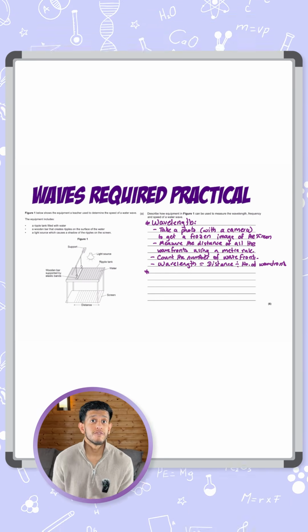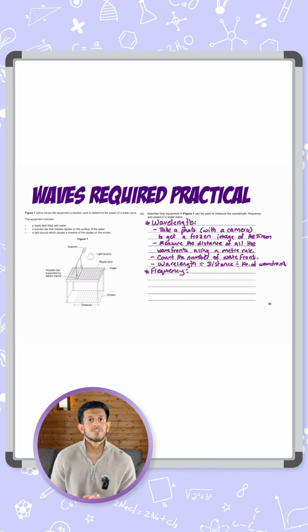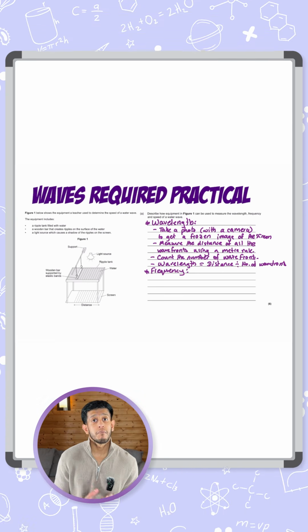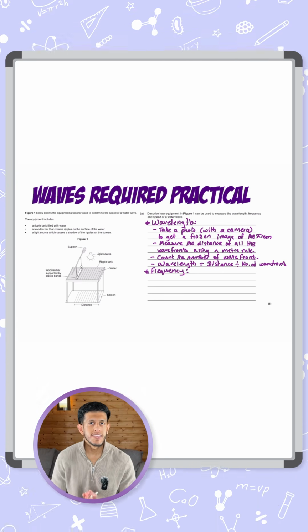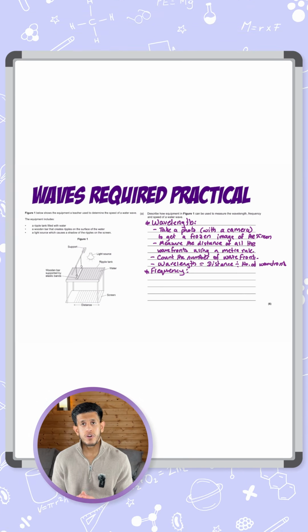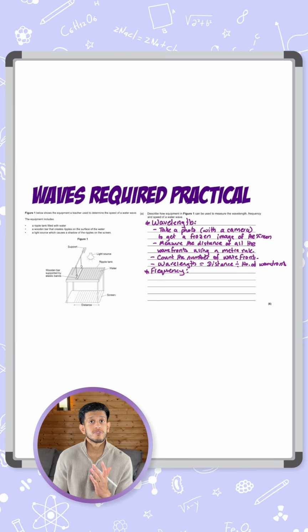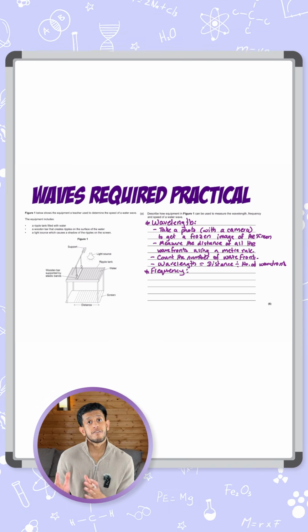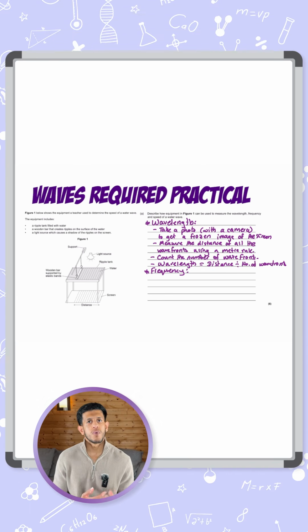So next we'll go on to frequency. Okay, so for this, we're going to want to determine the number of waves that pass a point each second. That is what the frequency is, right? So we're going to need to look at how many waves pass a point per second. So to do that, we're going to measure time. So we need a stopwatch, and then we're going to say for a certain amount of time, count the number of waves that pass that point.